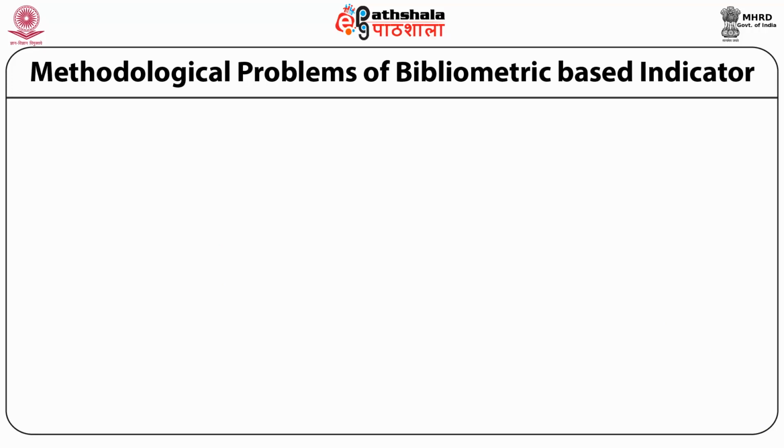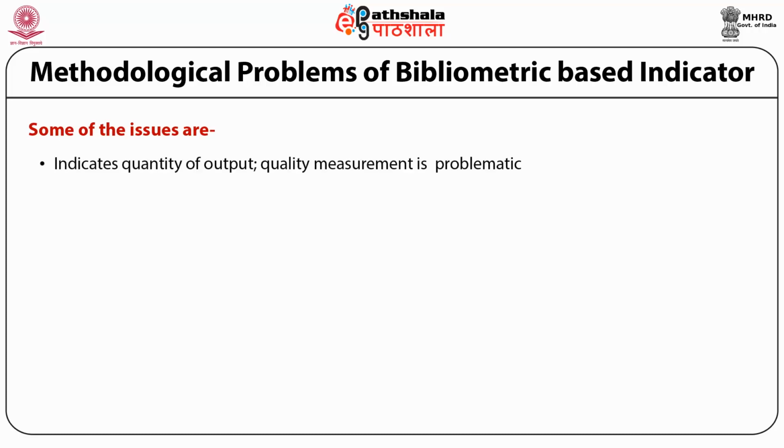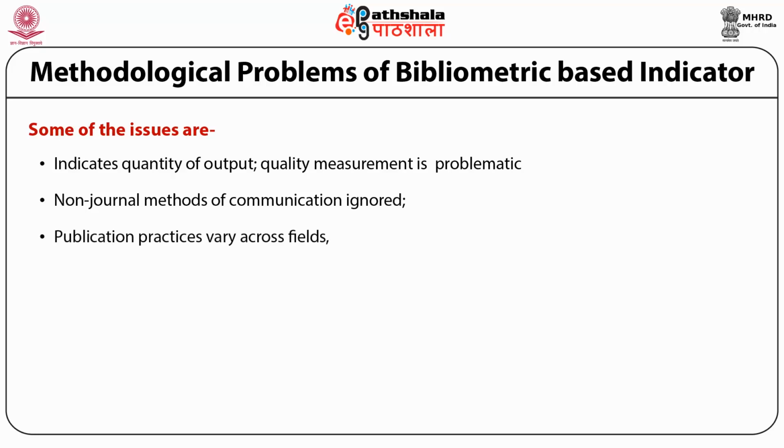In applying these bibliometric based indicators, we should also be aware of their methodological problems. By this proper understanding of the methodological problems, the indicators that we construct will be more reliable, robust, and acceptable. Some of the issues of bibliometric indicators are that they indicate quantity of output, quality measurement is problematic. Non-journal methods of communication are ignored. Publication practices vary across fields, which we must take care of while applying these indicators. Choice of a suitable inclusive database is always a problem.